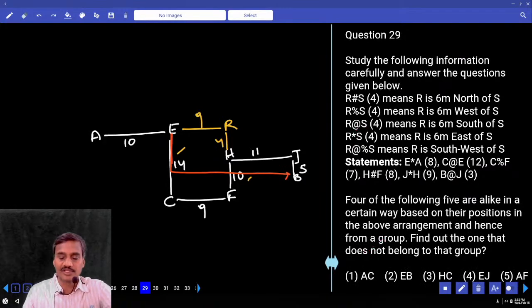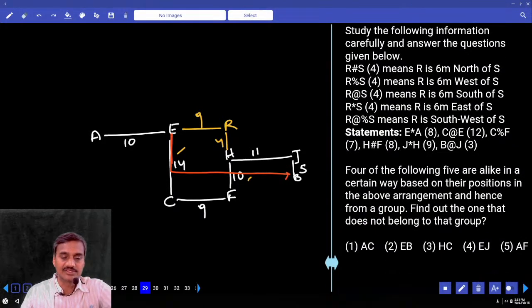Then 29, which of the following is the odd one out? A and C: A is to the northwest of C. E and B: E is to the northwest of B. H and C: H is to the northeast of C. And E and J: E is to the northwest of J. A is to the northwest of F. Except choice 3.